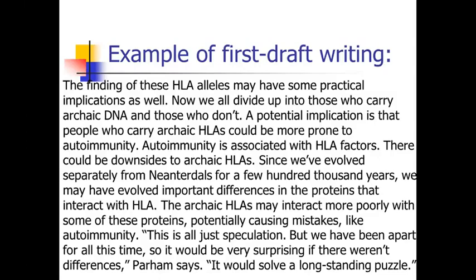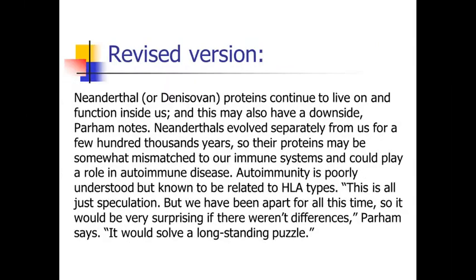Now here's my revised version. And this may have gone through me looking back at it once or even twice. So Neanderthal or Denisovan, that's the archaic part, proteins continue to live on and function inside us. And this may also have a downside, Parham notes. Neanderthals evolved separately from us for a few 100,000 years, so their proteins may be somewhat mismatched to our immune system and could play a role in autoimmune disease. Autoimmunity is poorly understood, but known to be related to HLA types, and then we get the quote.